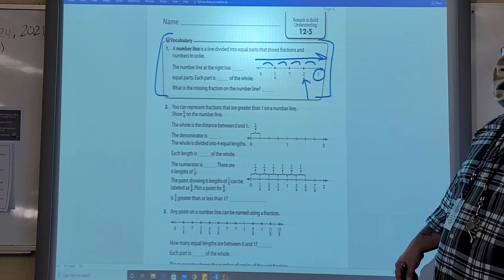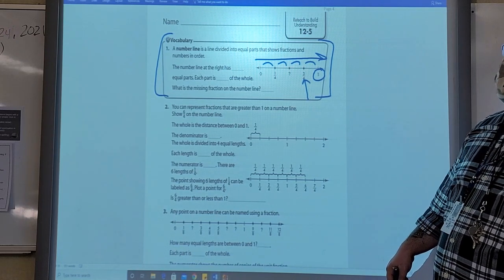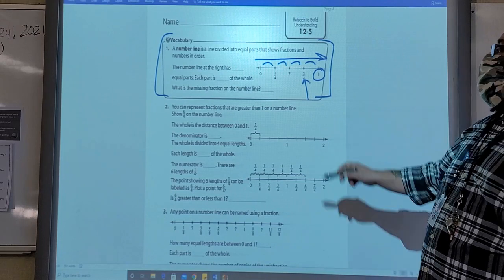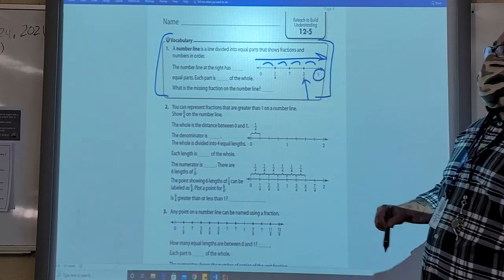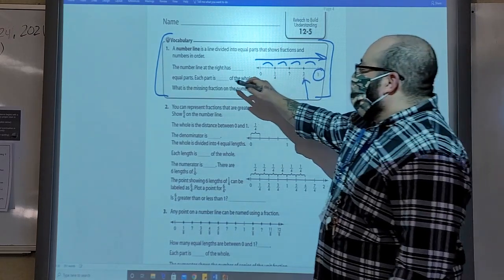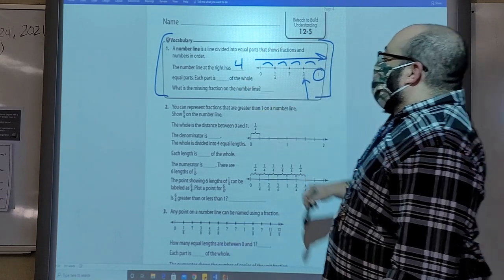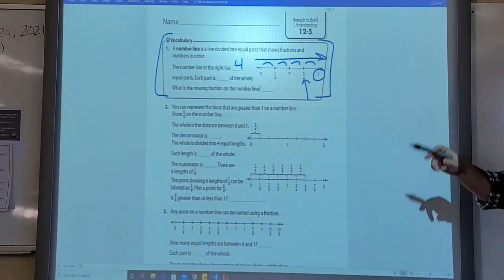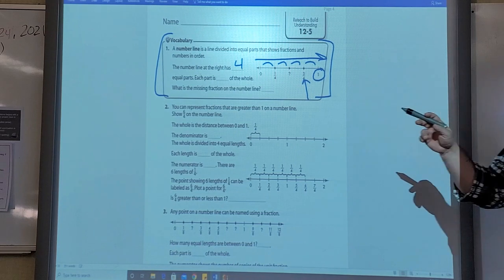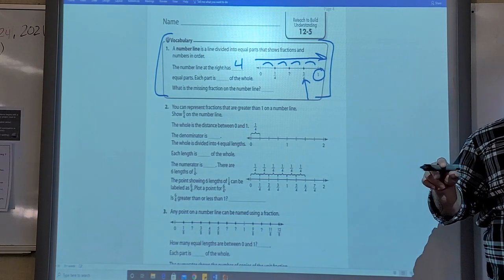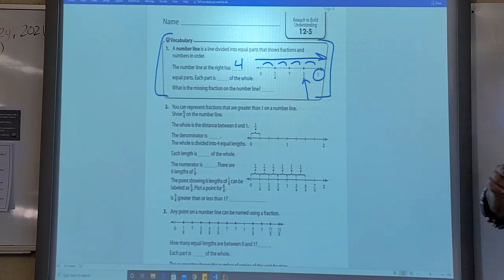Say it again, louder. We just did it. How many equal parts does it have? 4. Exactly. Each part is blank of the whole. If it has 4 parts, and now we're looking for a fraction, then each part is what part of the whole? Bricks.